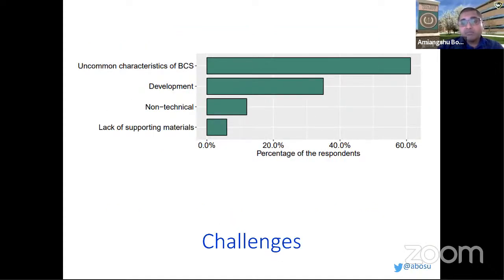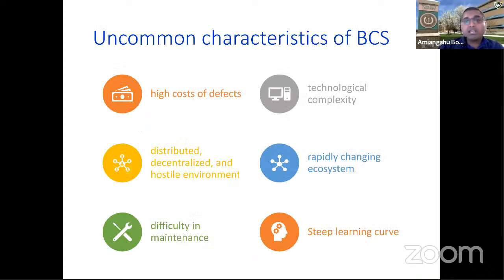We also asked them, what are the key challenges you face? Again, they say the uncommon characteristics of the blockchain software domain, so 60% of the respondents say that the uncommon characteristics of the blockchain domain pose key challenges to them. So what are those uncommon characteristics? The first is the high cost of defects. A defect in blockchain software can cause hundreds of millions of dollars in losses. Then there is technological complexity, distributed and decentralized design, a hostile development environment, a rapidly changing ecosystem, difficulty in maintenance, and a steep learning curve.